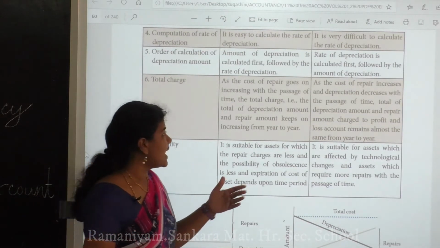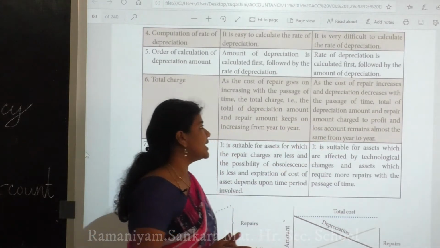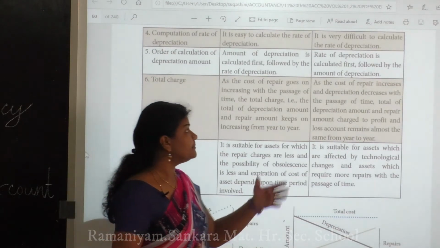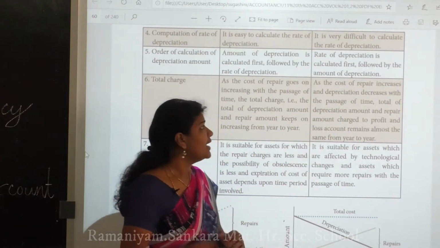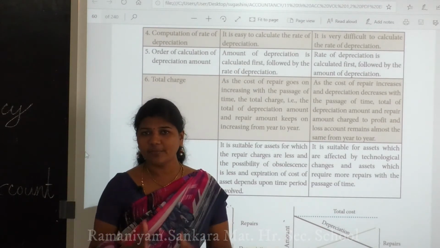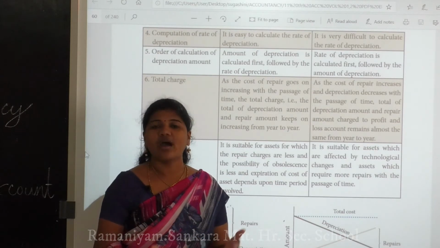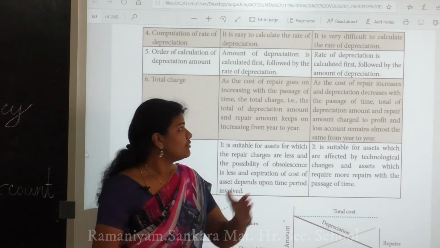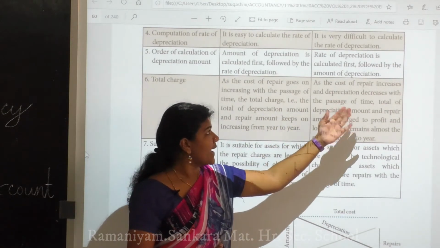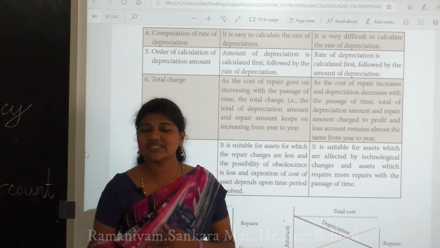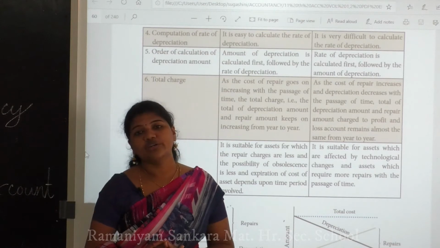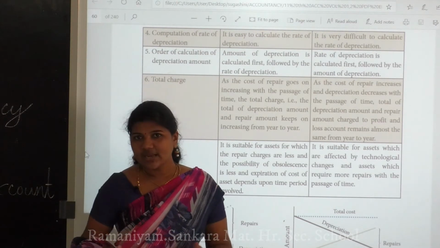Okay, next is as the cost of the repair increases and the depreciation decreases with the passage of time. Actually, the cost of repair increases and depreciation decreases. Year by year we are using the same product, like a mixie or grinder or vehicle, whatever it is, so the cost of repair increases. Year by year we are using it, which means some repair problem is there. So we have to spend a lot on repairing, but the depreciation amount is reduced.